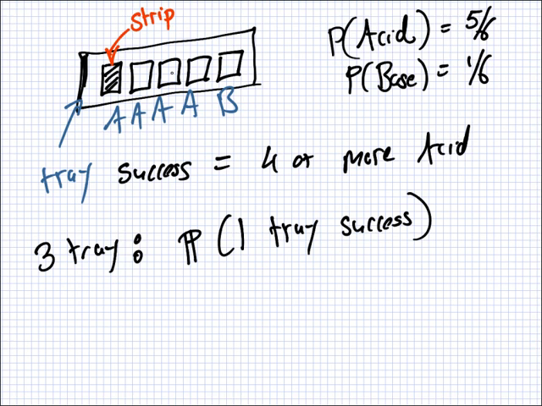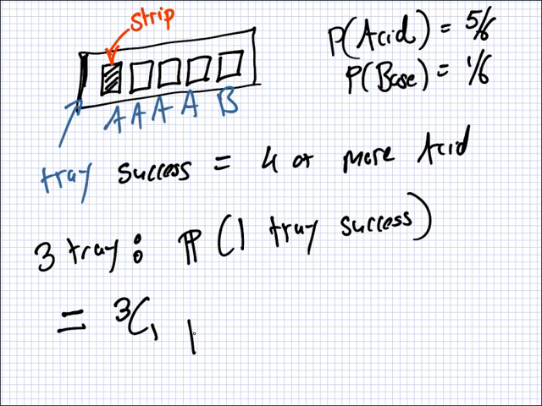Got an answer? Different answers are good. Right, let's look. So first, just concentrate on the fact that you have 3 trays and you want the probability of 1 of the 3 to be a success. So using the binomial formula, what would that be?